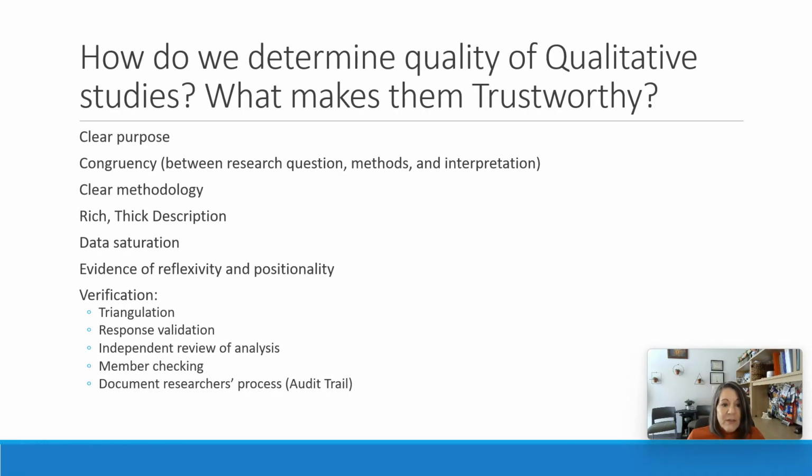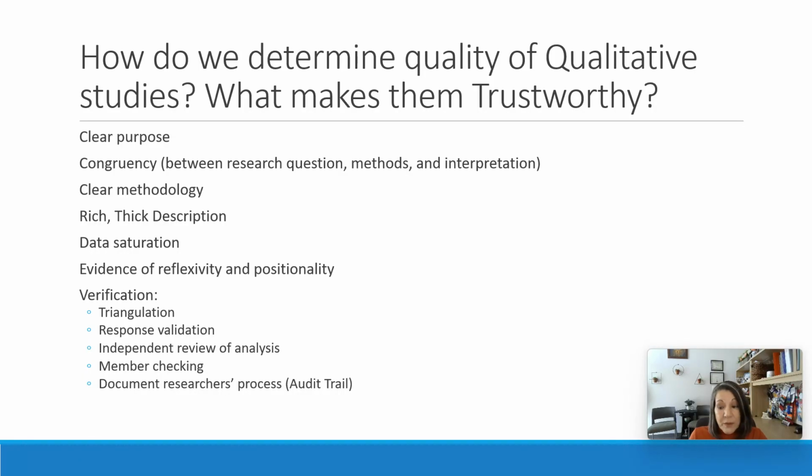There also has to be a very clear methodology. I know qualitative research seems more messy and that there's kind of all over the place data collection, but it's actually a very clear process. We also need to create that rich, thick description using the data that we've gotten to fully describe the phenomenon. We also need to look at data saturation. Did we collect enough data? Did we go back to the data and collect more if we didn't have enough?